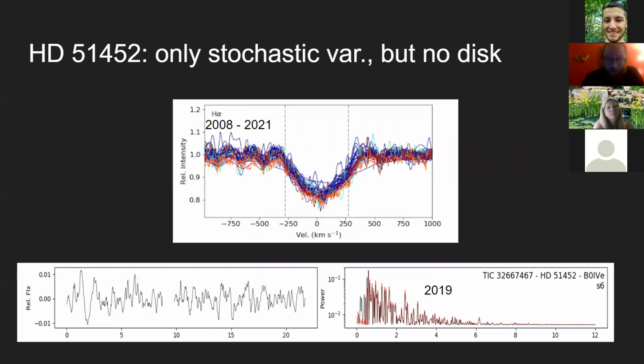But on the flip side, you have other Be stars with basically the same sort of stochastic variation, where in 13 years of spectra, there has never been any sign of a disk. There are many examples of situations like both of these, but I'll just show two so you can contrast them.